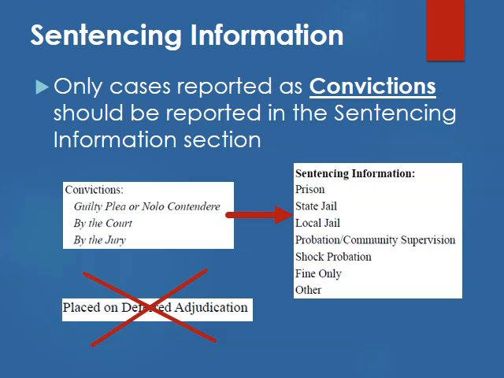In the Sentencing Information Section of the Criminal Section, you should only include cases that you reported under the Conviction section of the report. We commonly see instances where the total number of cases disposed are included in the Sentencing Information Section. So, for instance, when the judge finds the defendant guilty with a sentence of probation, you report the conviction by the court as the disposition and probation in the Supplemental Information Section.